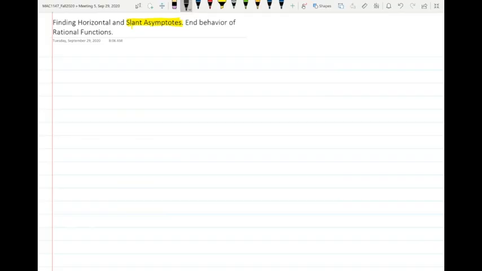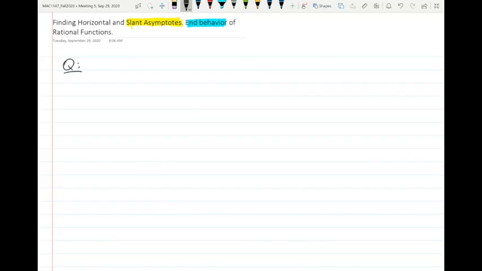Okay, so again, remember, the question about horizontal and slant asymptotes is always a question about end behavior, okay? Both of them deal with this notion of end behavior. Whenever you talk about the end behavior of a rational function, what you're really asking is, do we have a horizontal or do we have a slant asymptote? Okay, and they are actually mutually exclusive. You either have one or the other, but not both.